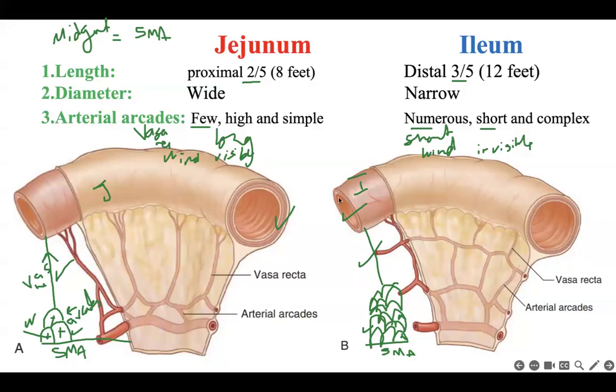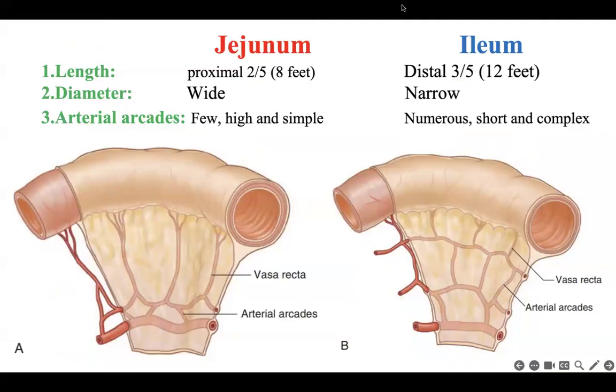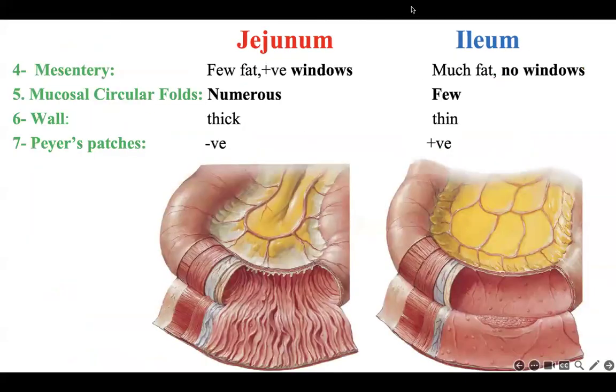This is the main difference, and it is very important surgically to differentiate between the jejunum and the ileum during the operation. We just hold the mesentery, the yellow color here, and stretch it, and you will see the windows and so on. Right. Also, the jejunum has little fat, but the ileum has more fat. Windows visible, windows invisible.